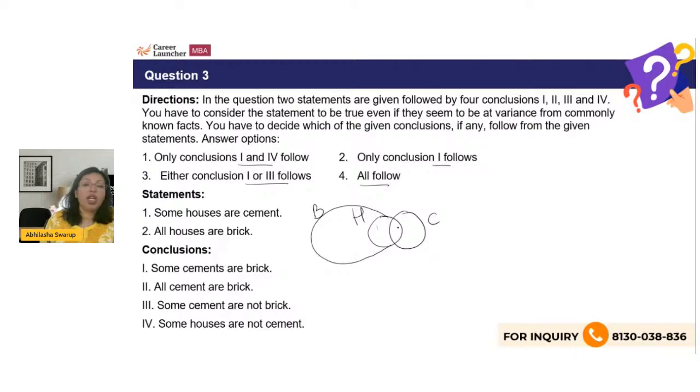Some cement is brick, yes, valid. All cement is brick? No. Some cement is not brick? Yes, valid. But the problem is that cement could have been included also, so therefore invalid. And remember, negative answers are not possible from positive premises. So therefore answer has to be only 1 follows, and therefore answer will be option number 2.